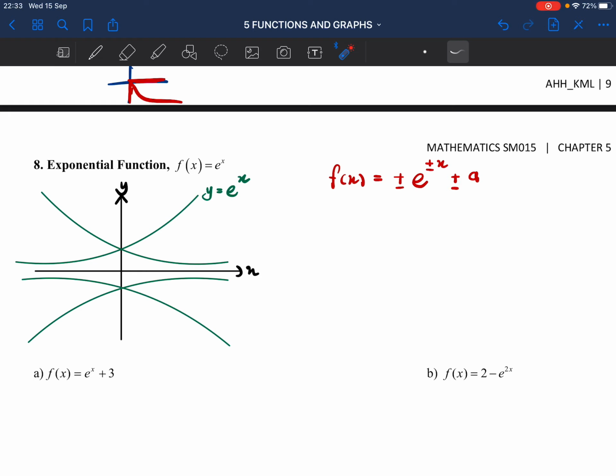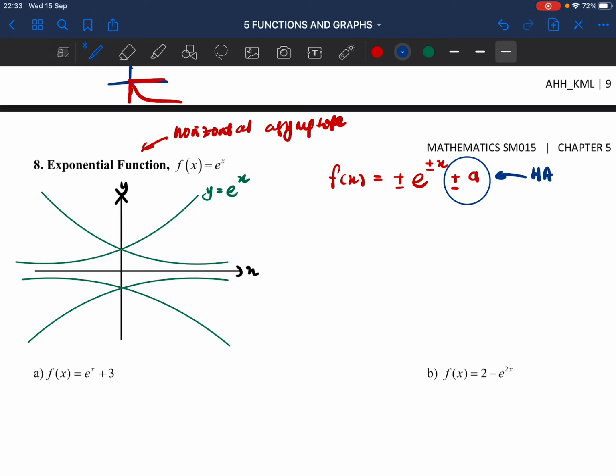So kalau kamu ingat, for rational function we have horizontal asymptote and vertical asymptote, but for exponent we only have horizontal asymptote sahaja. So dari mana nak cari horizontal asymptote kita? From the general form of our function, yang berada di luar ini, sama ada plus or minus a tu, ini ialah horizontal asymptote kita. So horizontal asymptote is y equals to something. So itu akan jadi horizontal asymptote kita lah.